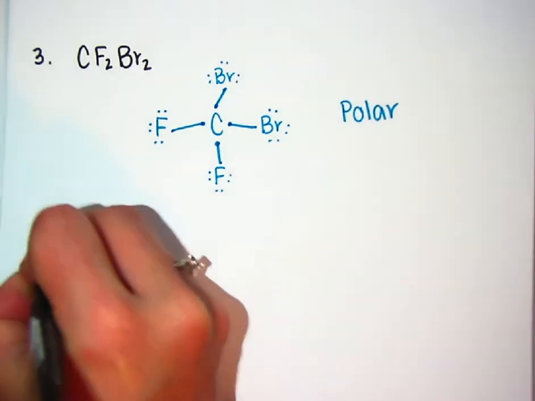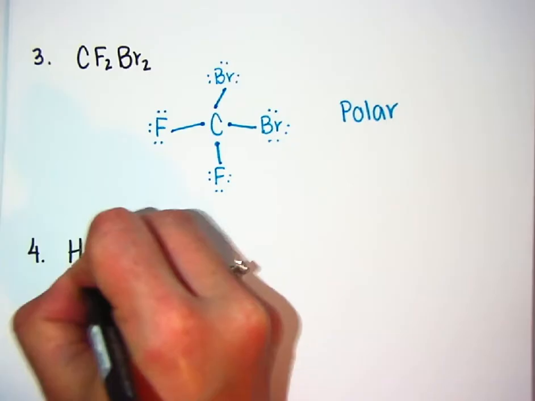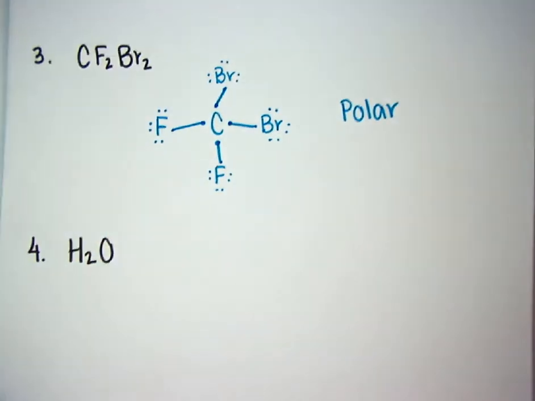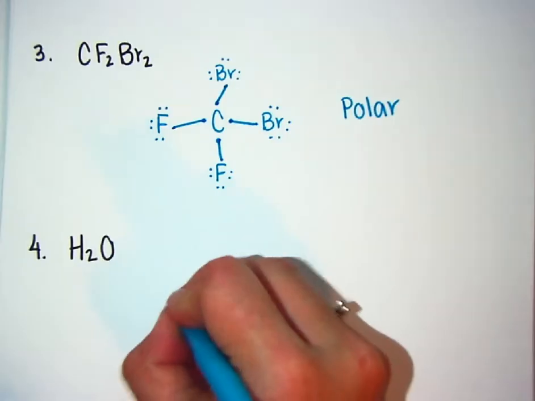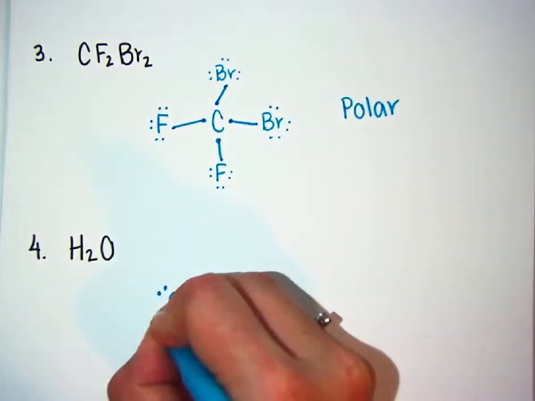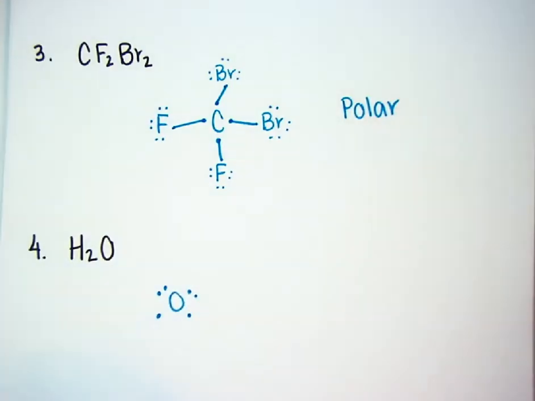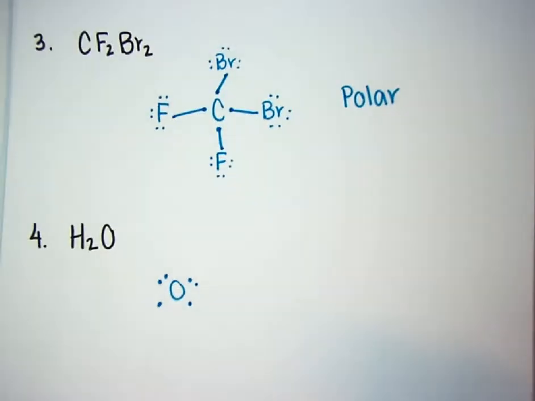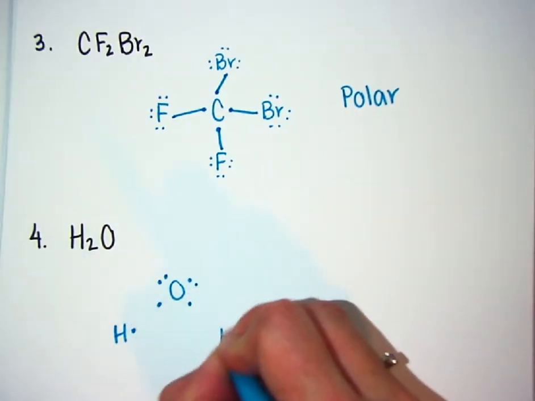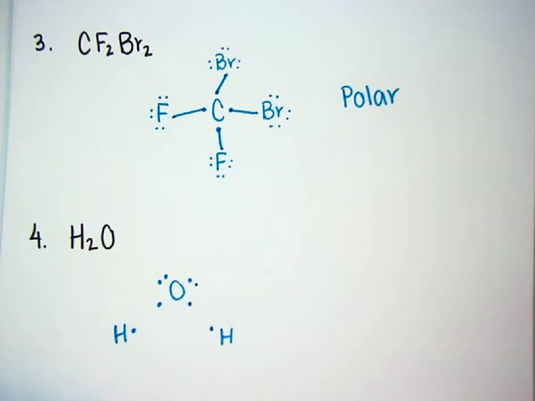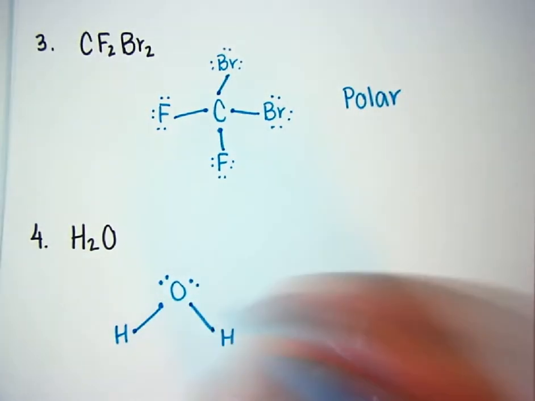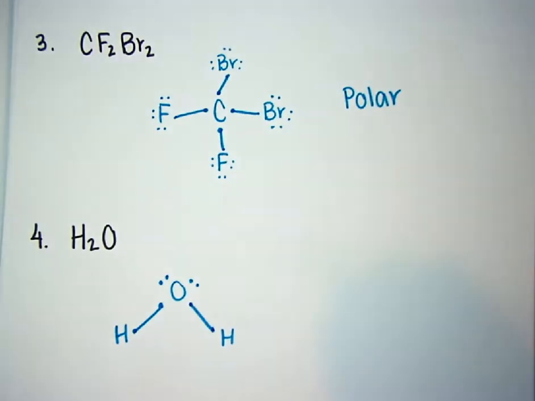Last one. Let's do water, H2O. Oxygen is in group 6. It gets 6 valence electrons. Hydrogen, group 1, 1 valence electron. Unpaired electrons can be shared, and we're going to form single bonds.